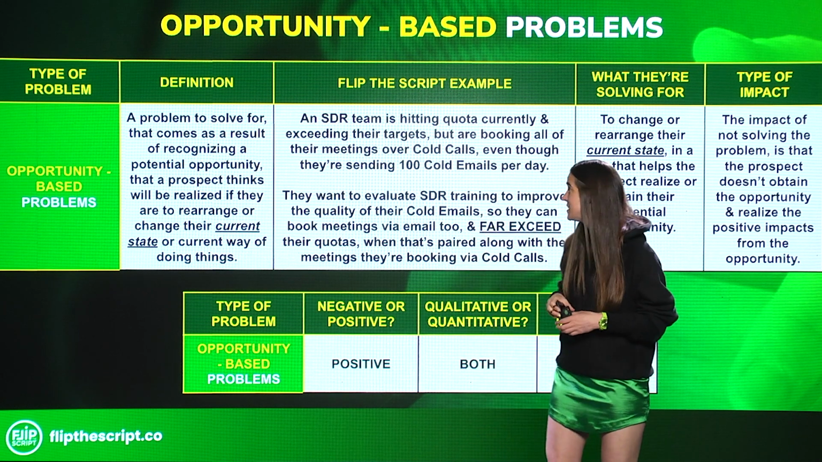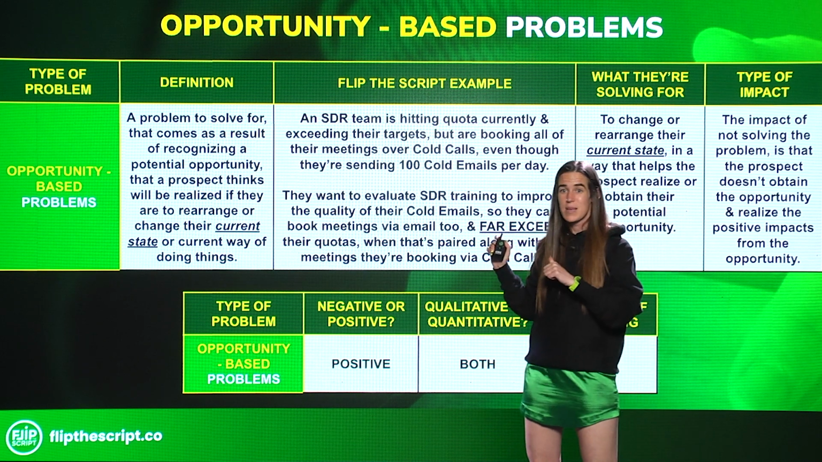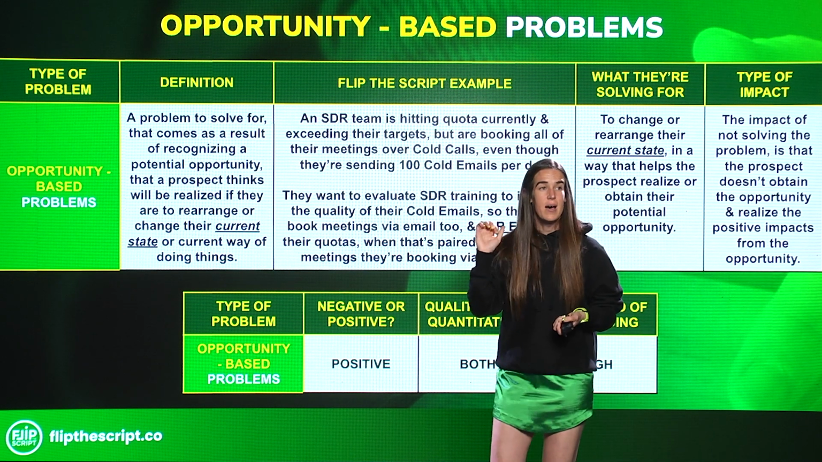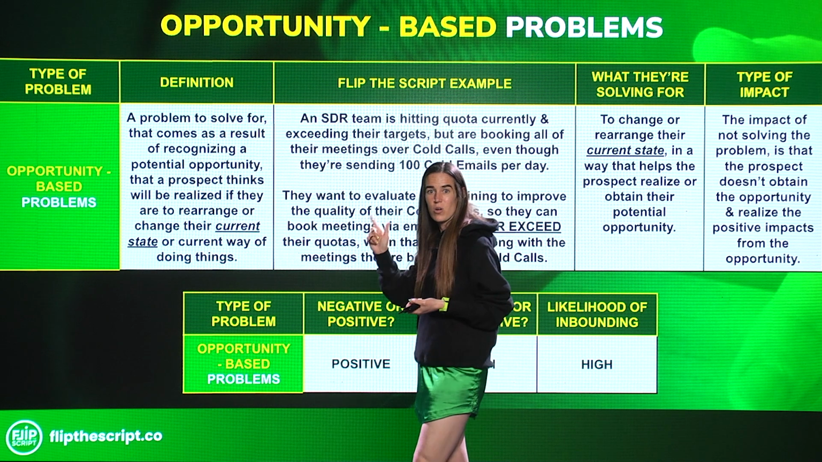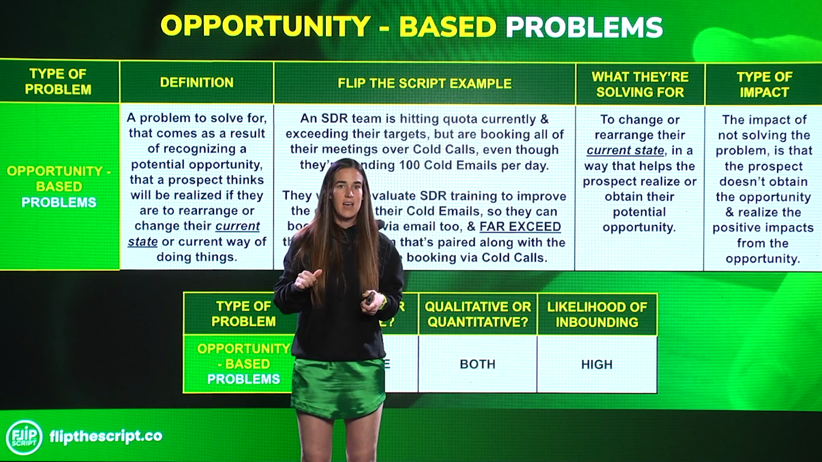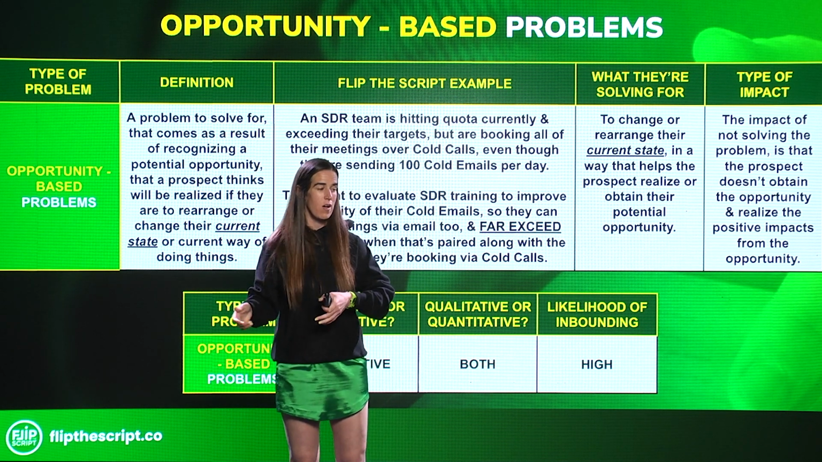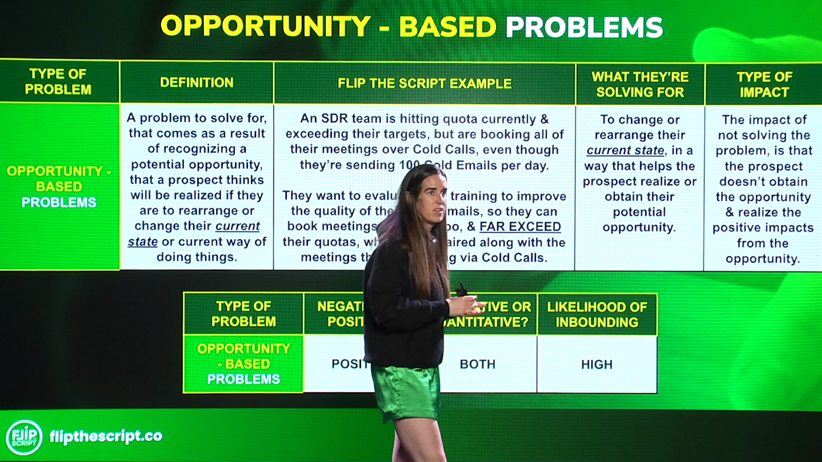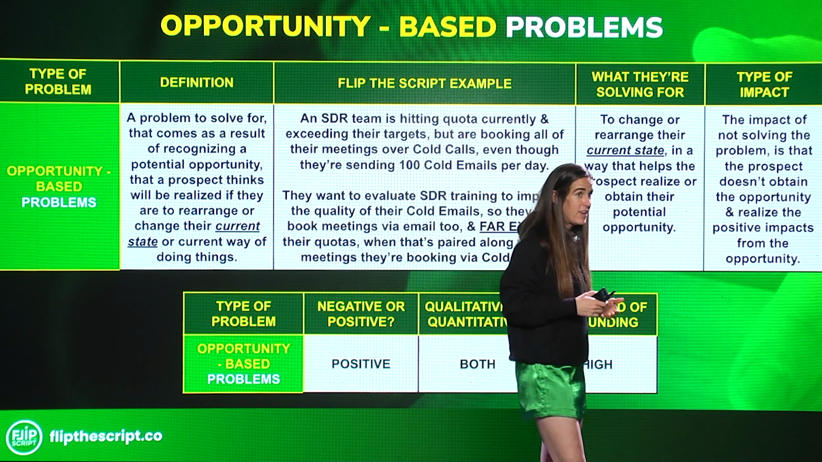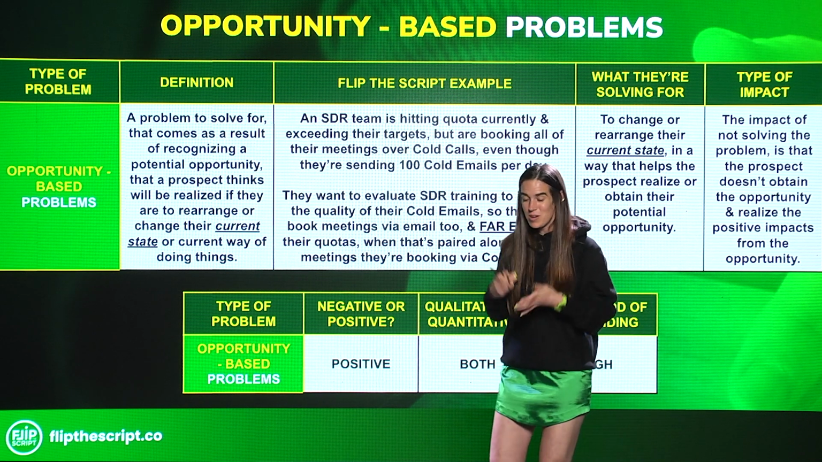So the flipped script example is an SDR team is hitting quota currently, exceeding their targets. This is a true example that happened about a month ago. The SDR team was hitting their current quota. But when I did some diagnosing, I'm like, okay, so how are they hitting their current quota? And they were hitting everything over cold call. So I said, what's your email activity metric? He said 100. I said, per day? He said, yes. And I'm like, well, I know part of your problem, I think, in terms of quality, is what I'm thinking in my head.